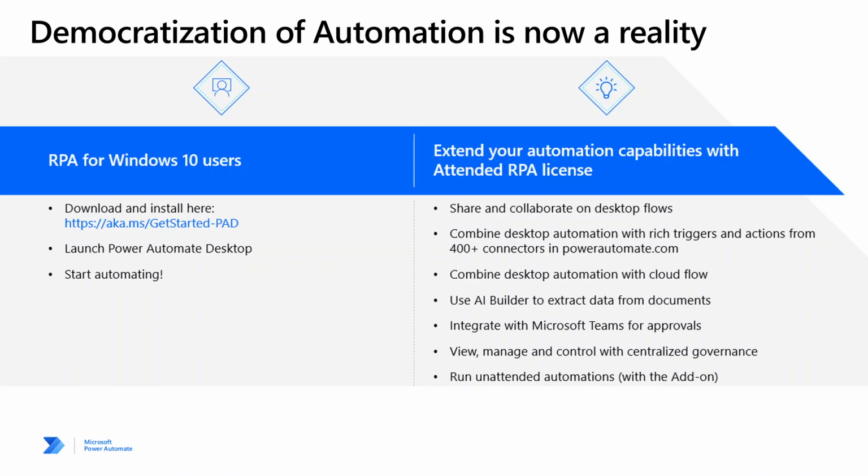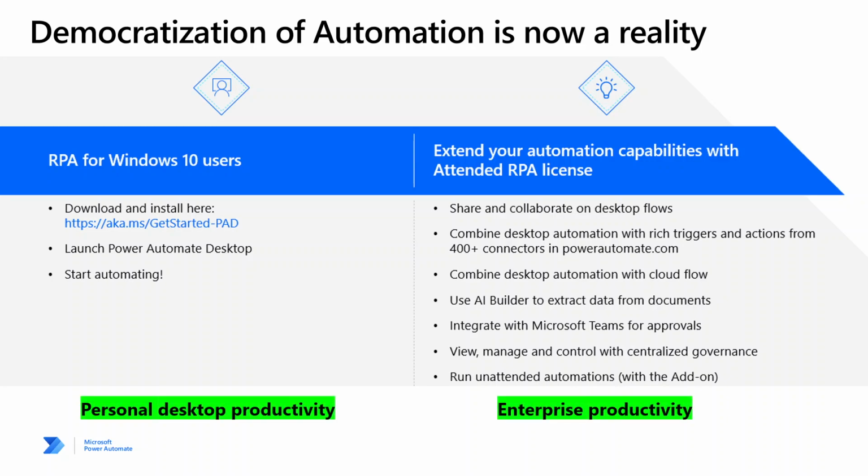But from a technical and descriptive point of view, Windows 10 and Windows 11 with Power Automate Desktop free can run attended automation because the user's logged in and they can see the automation happening. So it's personal desktop productivity and enterprise productivity.